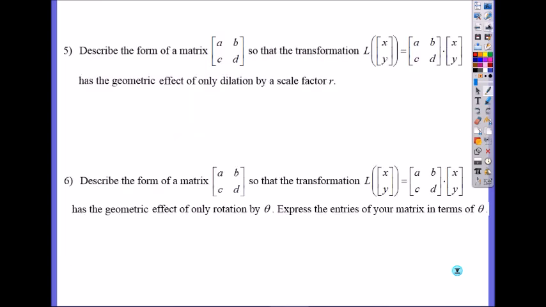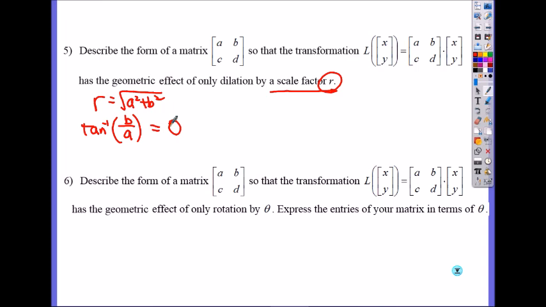Okay? So now, again, the matrix form a, b, c, d is a transformation that has the geometric effect of only dilation by a scale factor r. It didn't rotate. That means what? It only dilated by scale factor of r, which means r equals the square root of a squared plus b squared. And the arctangent of b over a must be what? 0. It did not rotate.